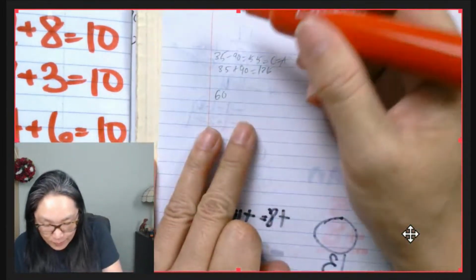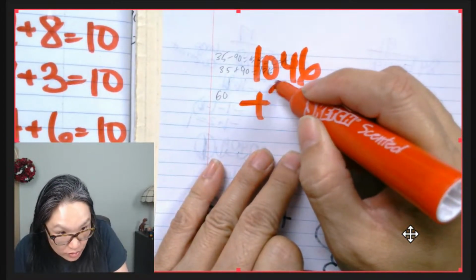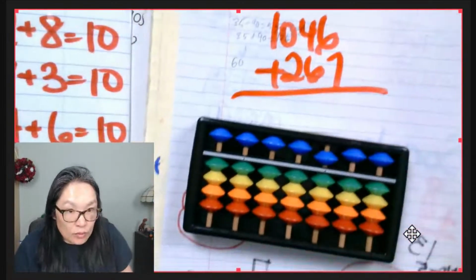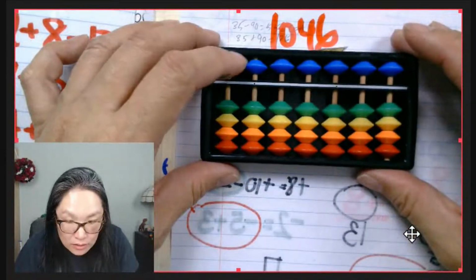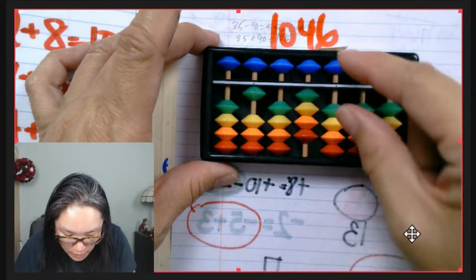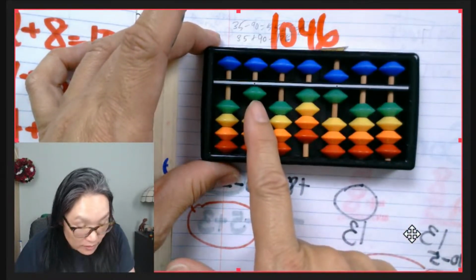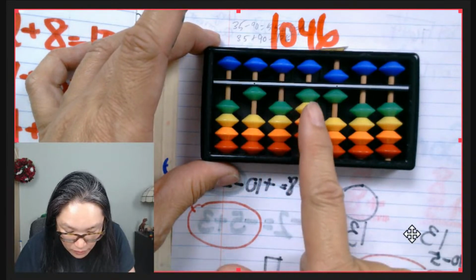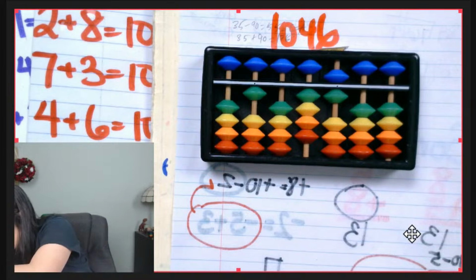Okay, let's take it slow. Let's do 1046 plus 267. All right, good. What are we going to do? How are we going to do it on the abacus? The first thing we're going to do is the first line. To do the first line, what are we doing? 1046. Notice, I know it's 1000. I go straight to here, 1000.